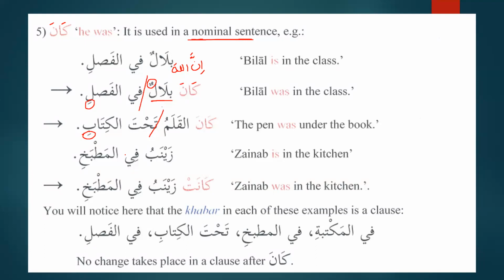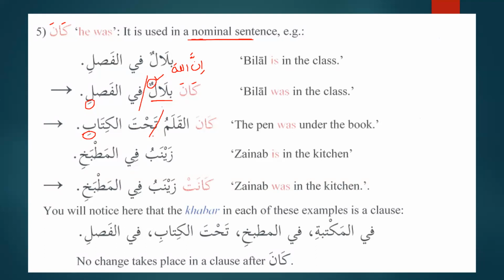All right, so we say كان القلم تحت الكتاب. The only thing that we need to focus on over here is that ismu kana is always marfu. Ismu kana is always marfu. And here we know that jar majroor, we can't help it because the ending has to be always majroor.